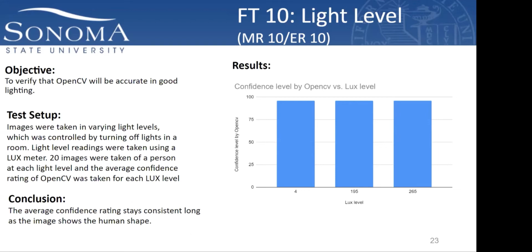And for this, we took the average confidence rating of OpenCV as well. But for 4 being a very low lux level, with all the lights off, and 265 being a high lux level, we got the same average confidence level between all. So in conclusion, OpenCV will stay confident in its results, as long as it is able to see the general shape of a human.